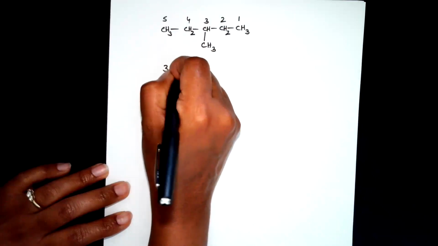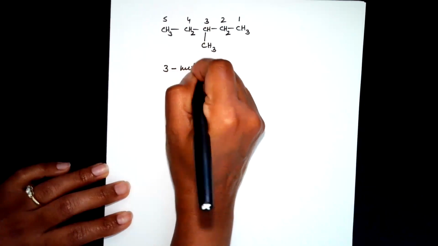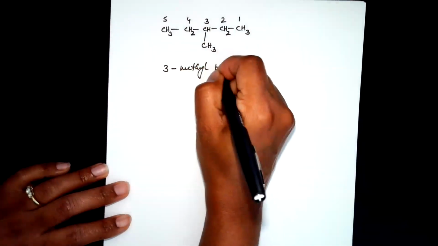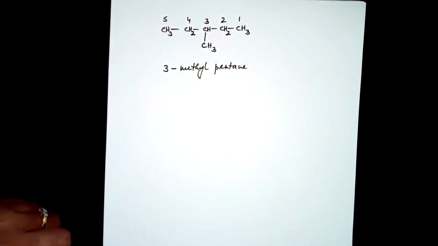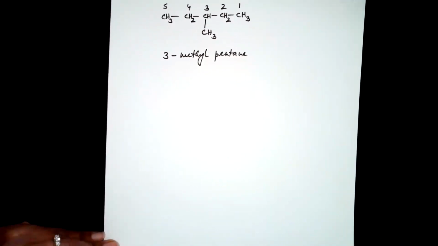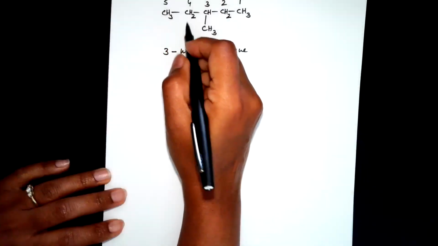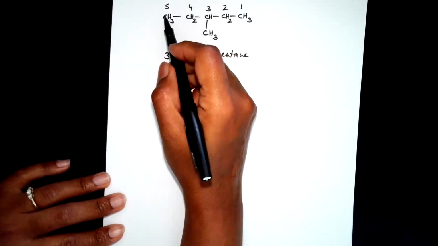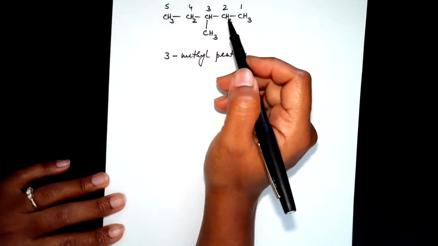So carbon 3 has a methyl group attached to it, and then the main carbon chain is a pentane. So 3-methylpentane. I could also draw a few more. Well, I cannot move my methyl here. If I did, it would be the same as the previous one, because then I would start numbering from this side, and that would be the same as doing the 2-methylpentane all over again.